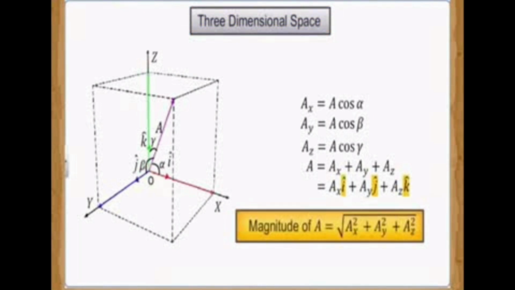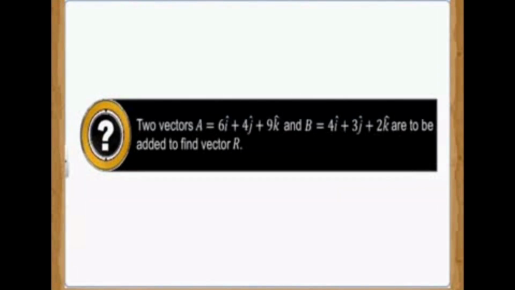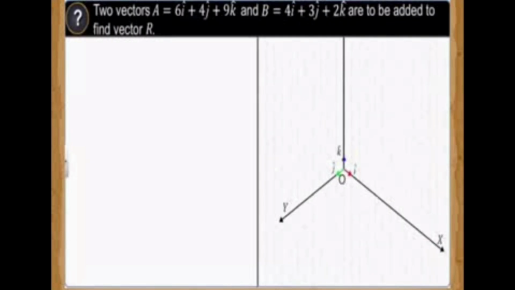To calculate the magnitude of vector A, you have to take the square root of the sum of the squares of all the magnitudes: Ax square plus Ay square plus Az square. In two dimensions you add the two values Ax square plus Ay square. In three dimensions, we add another component, Az square. So for example, here are the two vectors A and B: 6i plus 4j plus 9k, and 4i plus 3j plus 2k.